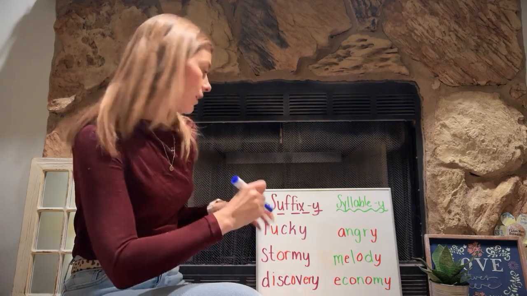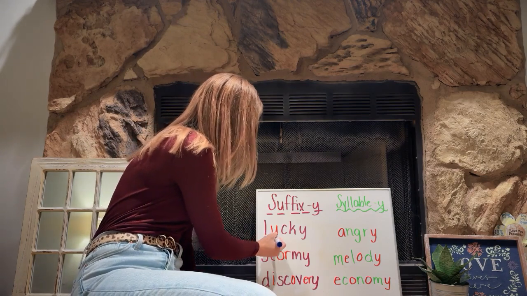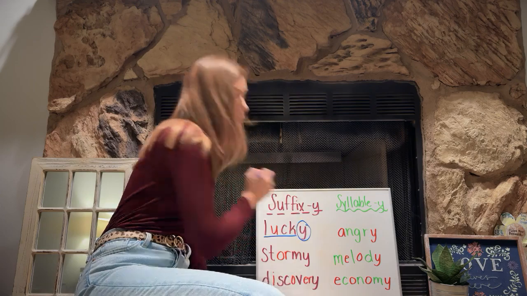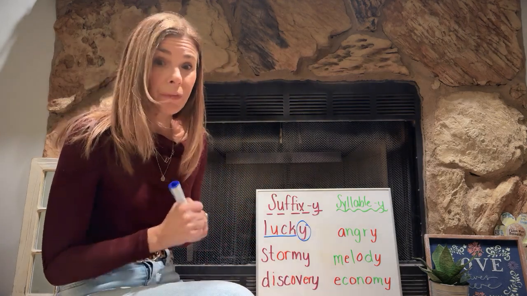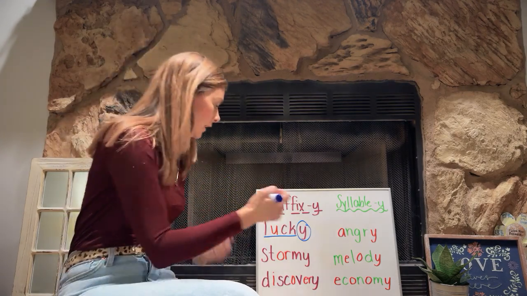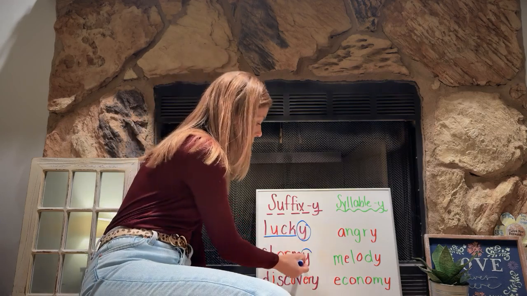word, circle the suffix. So in this word lucky, we have the base word luck. So you have luck is what a word, and then when you add the y to it, the suffix y, it becomes lucky. All these y's are going to make an e sound at the end of a word. In stormy, the base word is storm, the suffix is y.